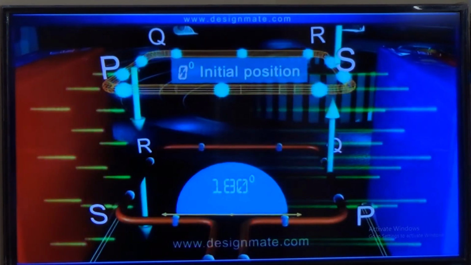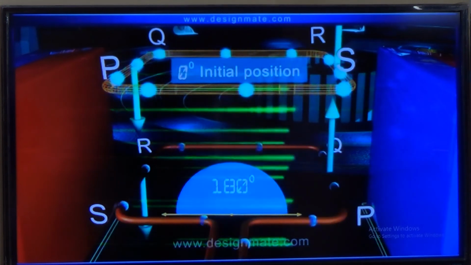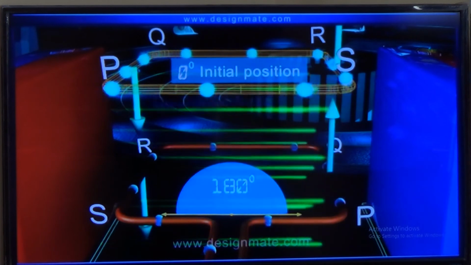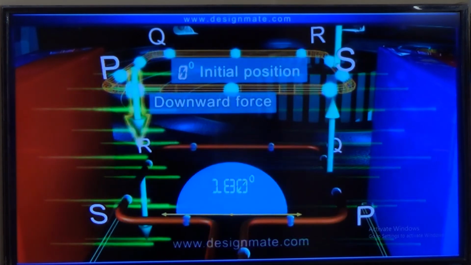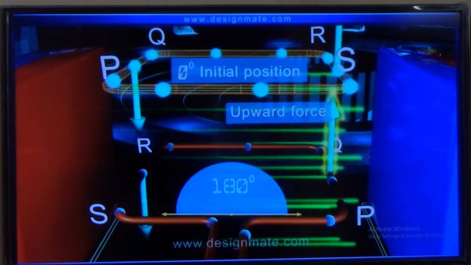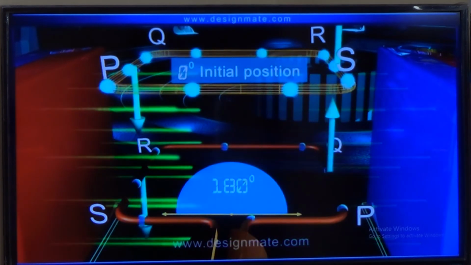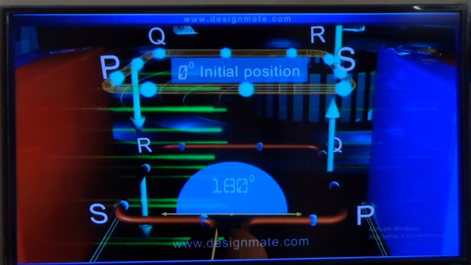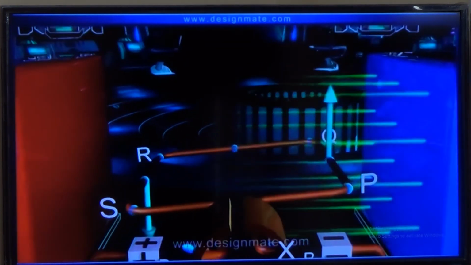The reversal of current also reverses the direction of forces acting on them. Thus, arm PQ of the loop, which was earlier experiencing a downward force, now experiences an upward force. Likewise, RS experiences a downward force. As a result, the loop continues to rotate anti-clockwise.